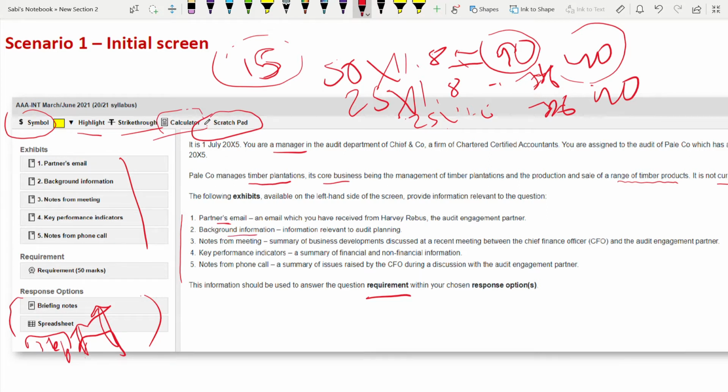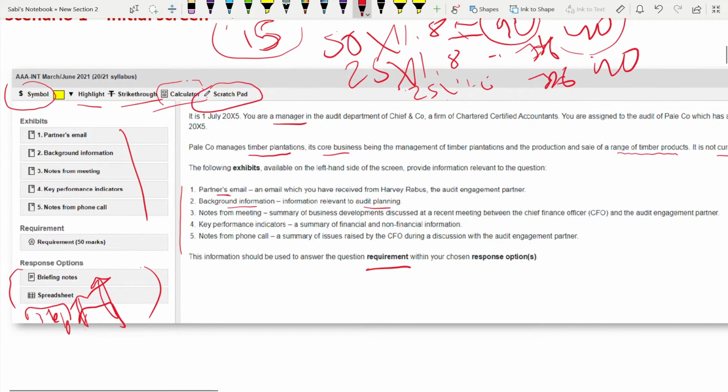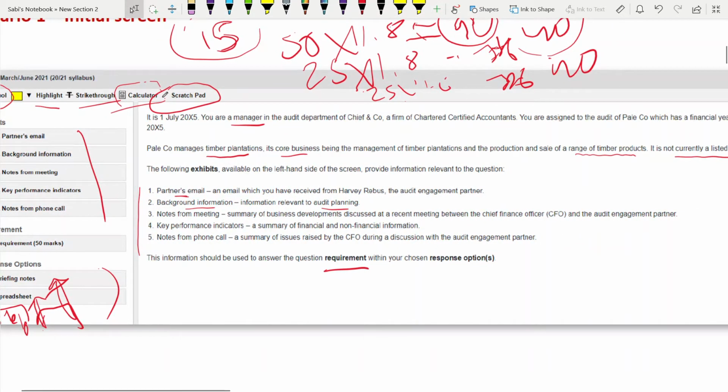Second is the background information. This will help you in audit planning, because in section A, what did we say? Audit planning, audit evidence, all this will come in section A. Then notes from a meeting, a summary of business developments discussed at a recent meeting between the CFO and the audit engagement partner. We have the key performance indicators, a summary of financial as well as non-financial information. Notes from the phone call, a summary of issues raised by the CFO during a discussion with the audit engagement partner.